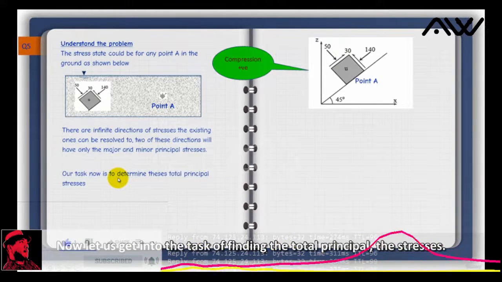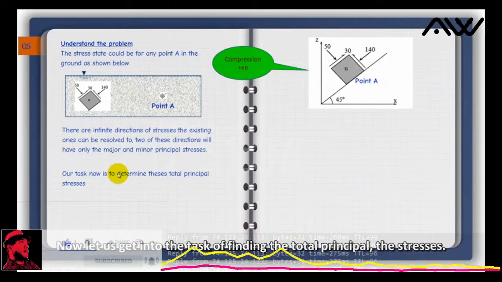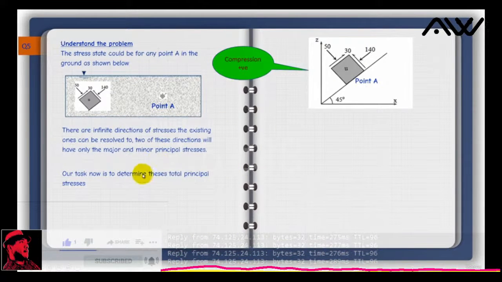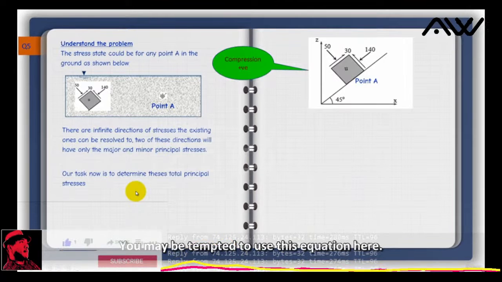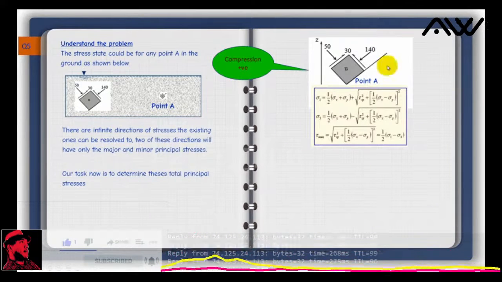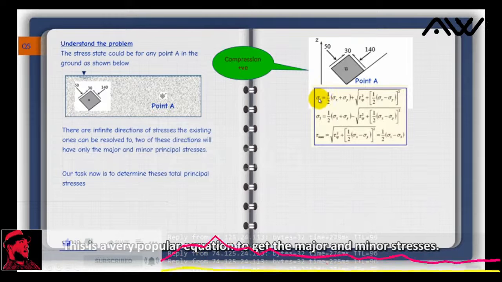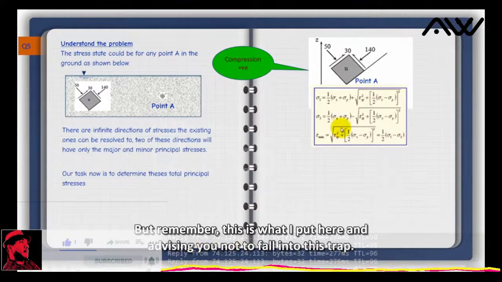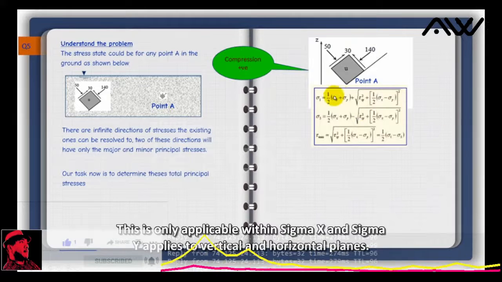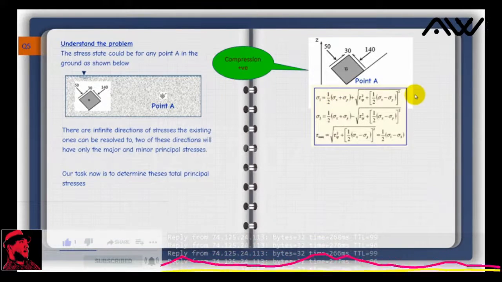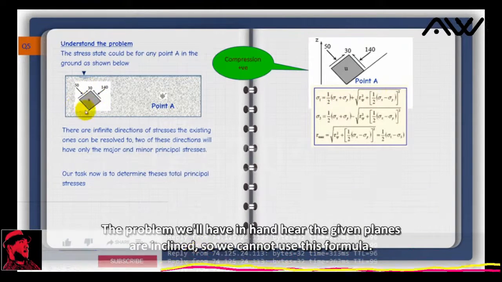Now, let us get into the task of finding the total principal stresses. You may be tempted to use this equation. This is a very popular equation to get the major and minor stresses. But remember, this is what I put here, advising you not to fall into this trap. This is only applicable when sigma x and sigma y apply to vertical and horizontal planes. The problem we have in hand here, the given planes are inclined, so we cannot use this formula.